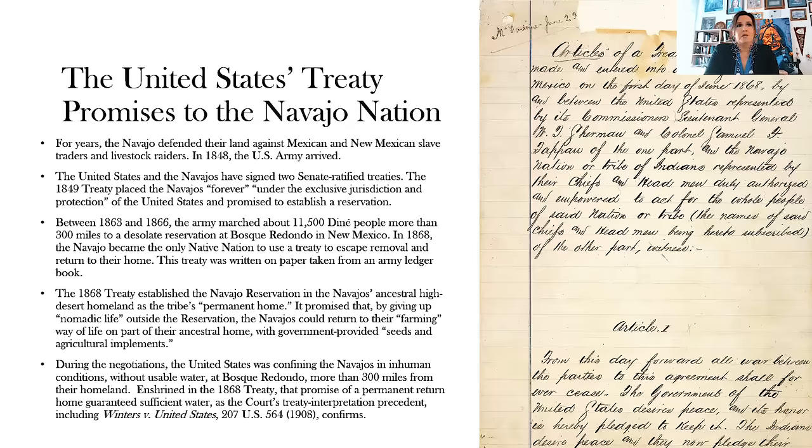That treaty promised that by giving up the nomadic life outside the reservation, the Navajos could return to their farming way of life on part of their ancestral home with government-provided seeds and agricultural implements. And during the negotiations, General Sherman, who led the negotiations for the United States, specifically addressed the water issues, and those treaty history documents are also cited in Justice Gorsuch's opinion, again, as AJ will discuss.